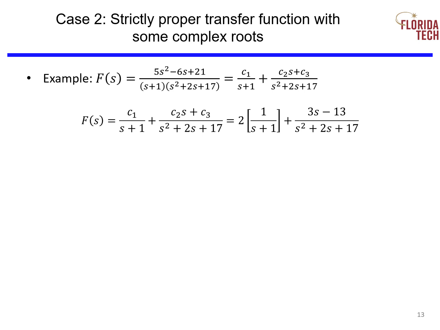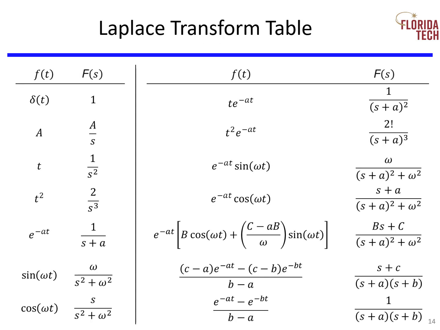1 over s plus 1 is on the Laplace table, but the resulting second-degree polynomial is not. Looking at the Laplace transform table, is there a function that's close? The one in the box has the same numerator and a second-degree denominator, but it's in a slightly different form.